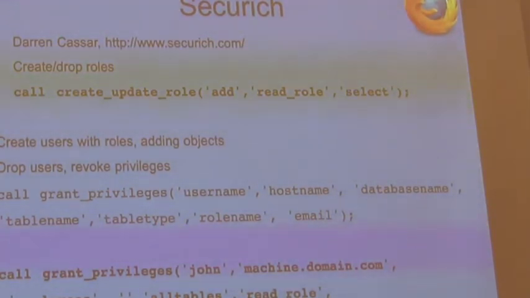So you can call grant privileges on username, hostname, database name, table name, table type, role name, and email. So for example, I want to grant reading to john@machine.domain.com on the employee's database name, all the tables, right, and the table name is blank, that means everything. So this is giving john@machine.domain.com read on all of the tables in the employee's database.